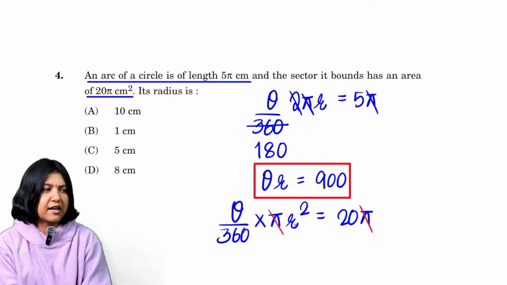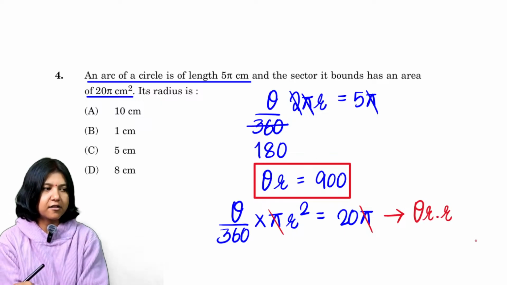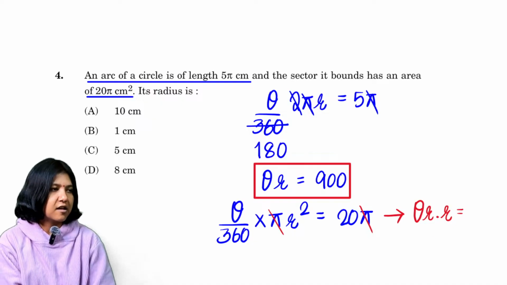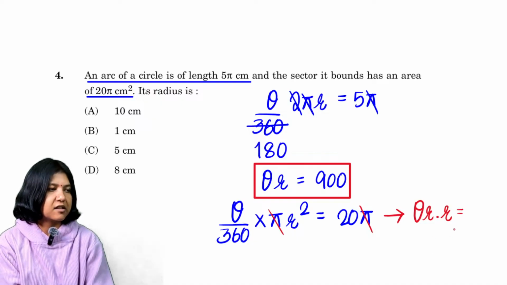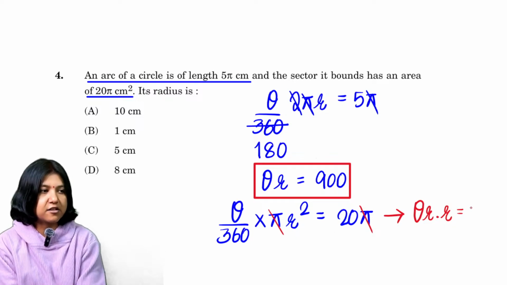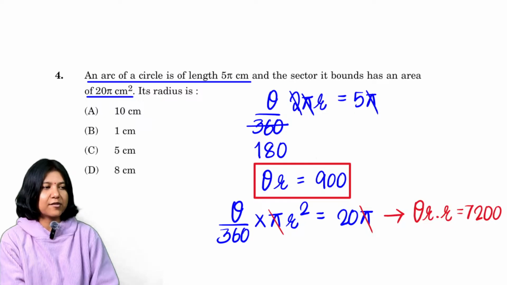So now what I have here is theta r square. I can write theta r square as theta r times r, right? And 20 times 360. How much is 20 times 360? I can do that. Double of 36 is 72. So 7,200. I have two zeros to carry with. Okay, so I'm just doing that.